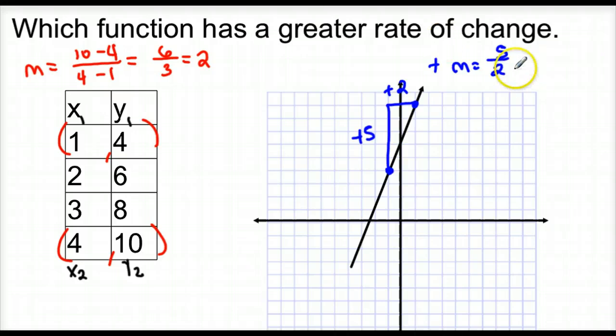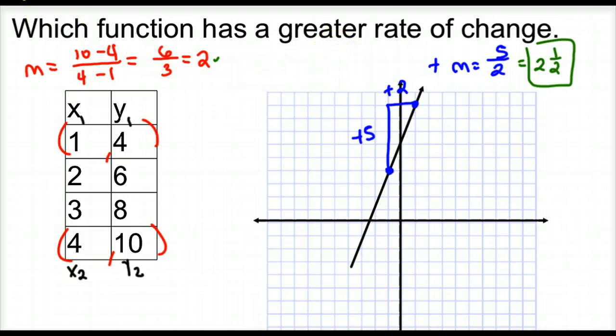If you notice, it's 5 over 2 and 2. Who has a greater slope? Well, 5 over 2 is the same thing as about 2.5. So the rate of change here, 2.5, is greater than your 2.